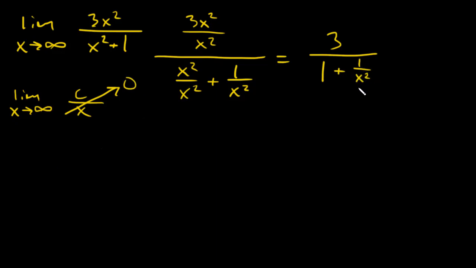I have a constant divided by x squared. X squared is going to infinity. This term is going to 0. So this is actually 3 over 1, which is 3. That is the actual behavior as I head out to positive infinity. My f of x is going to equal 3. Alrighty? So that's it. That's all you have to do.